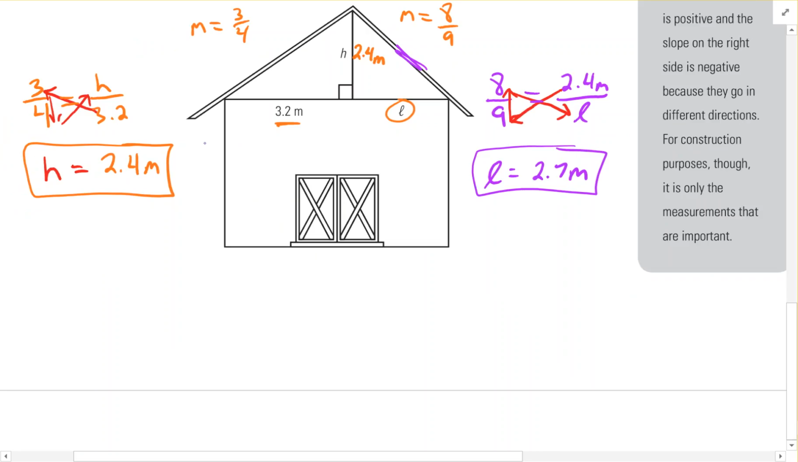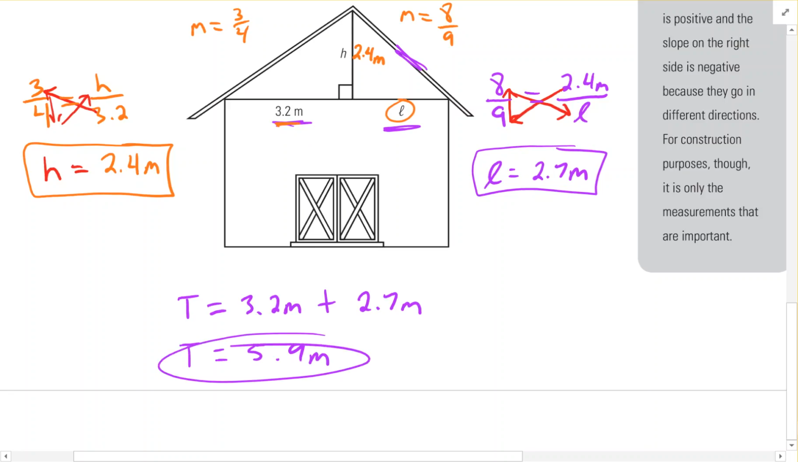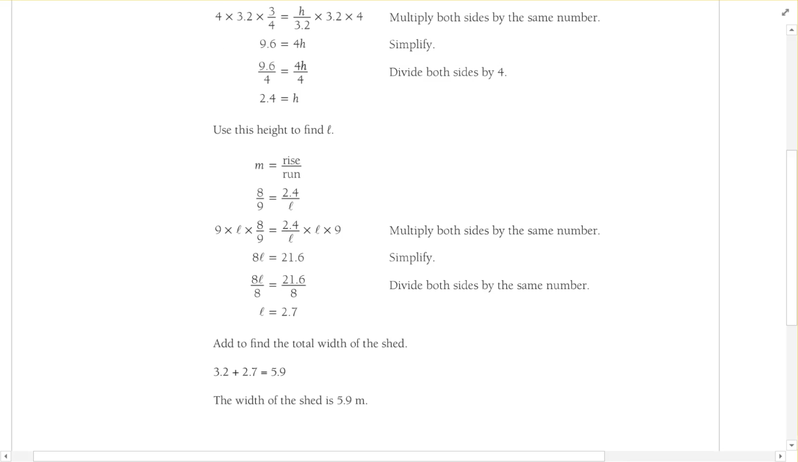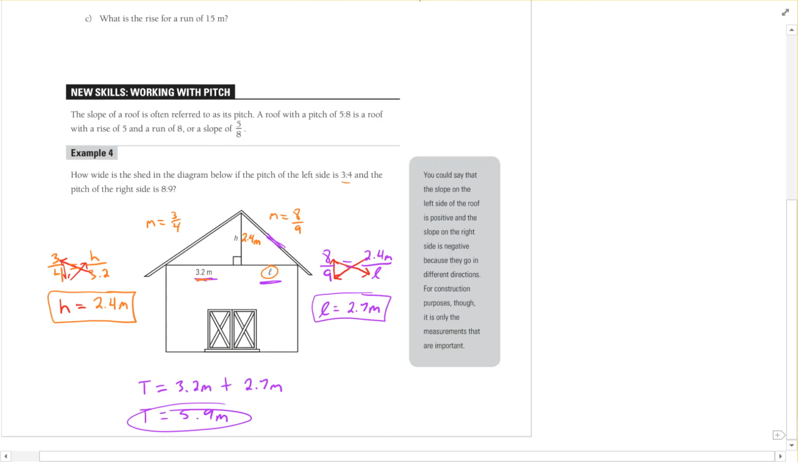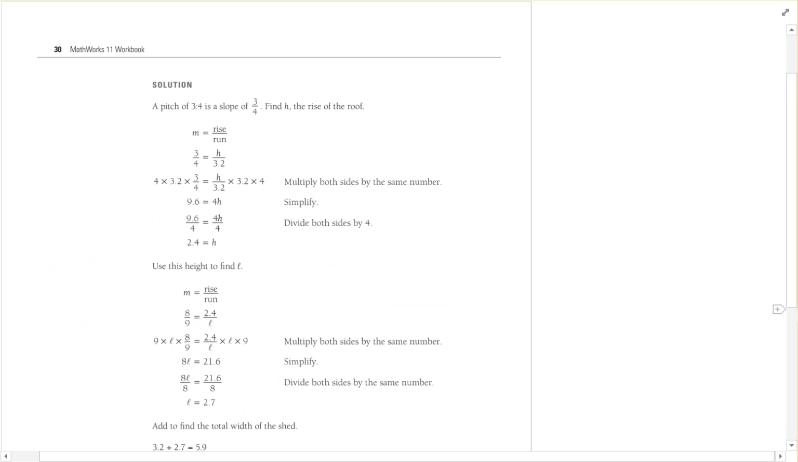Now last step here, it wants to know the actual width of the building. So that's going to be L plus that side. So I just need to go this plus 3.2. So total length, I'll just go capital T, is going to be equal to 3.2 meters plus 2.7 meters. So T is equal to 5.9 meters. And if you flip to the next side, you can see here's them doing the same thing. I just find it a little bit easier looking, doing it step by step like I did with the picture there. All right, let's move on.